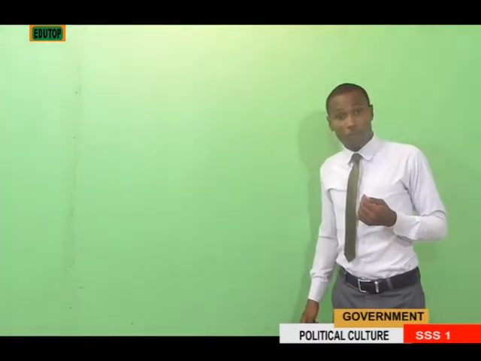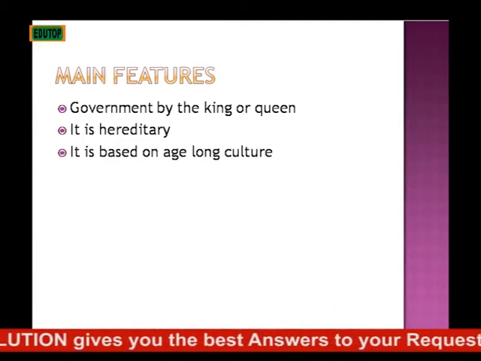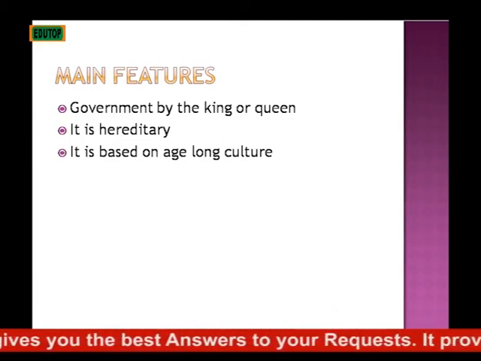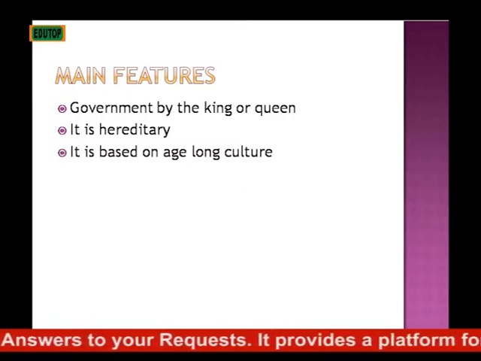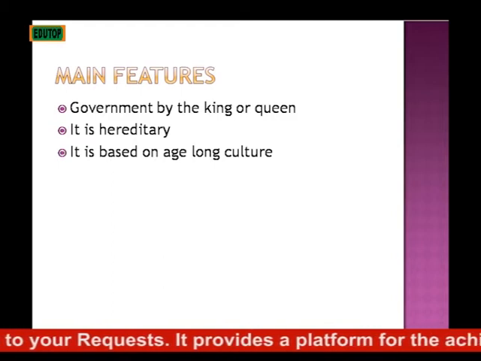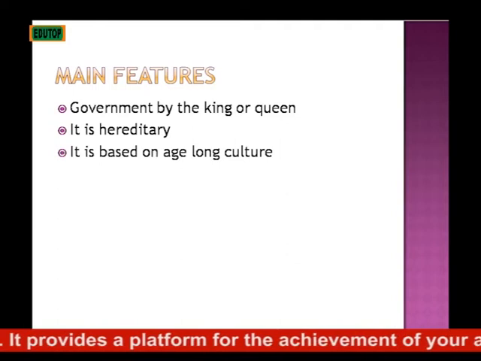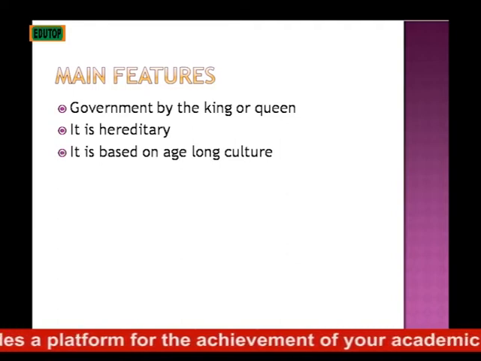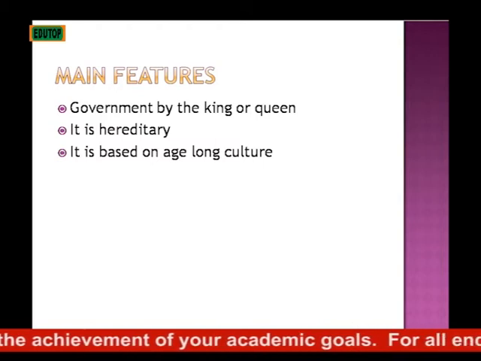Main features of monarchy. Government by the king or queen. Of course, in a monarchy, the king or the queen rules. Second, it is hereditary. People assume the position because they inherited it, not because they were elected into certain positions of leadership. Thirdly, it is based on an age-long culture.